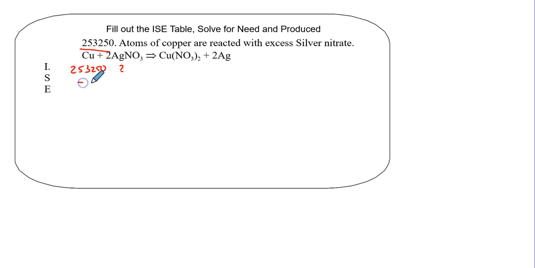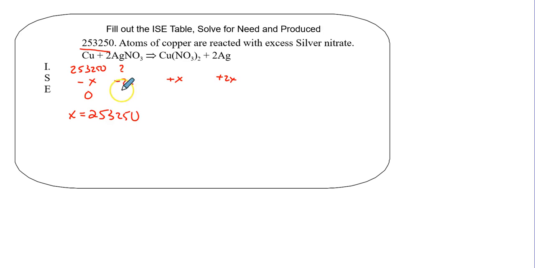I'm going to lose x of this. I'm going to lose 2x of that. I'm going to gain x of this. I'm going to gain 2x of that. And it turns out x is just this. This is going to run out, x equals 0. So x equals 25, 3, 2, 5, 0.